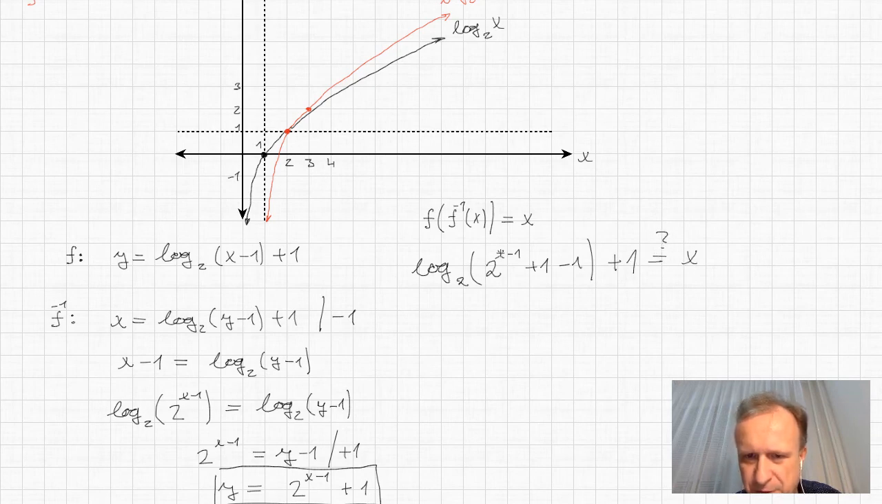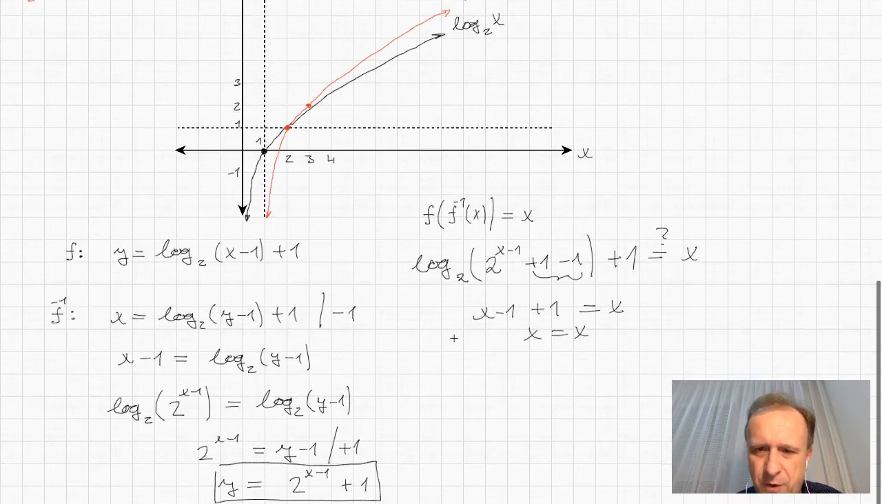So is it? I don't know. Let me see. Well, it is, because these two numbers cancel each other out. And now I have the logarithm in base 2 of 2 to the power of x minus 1, which is x minus 1. And I have to add 1 here. And you see that this really is x.